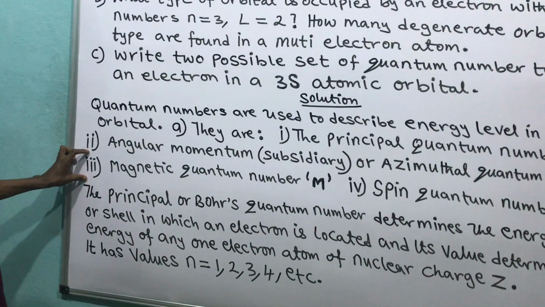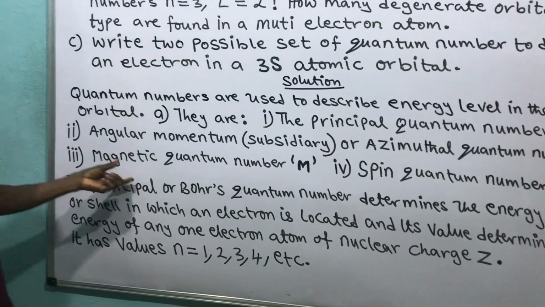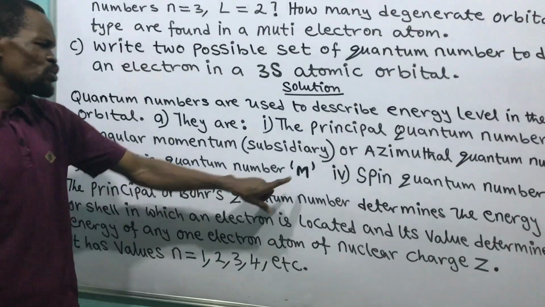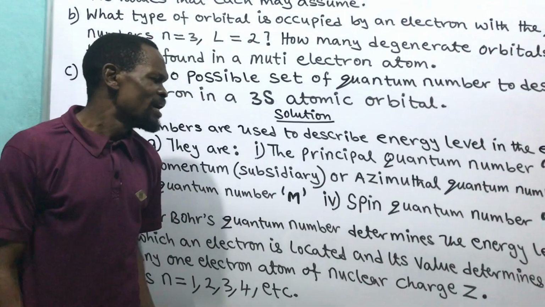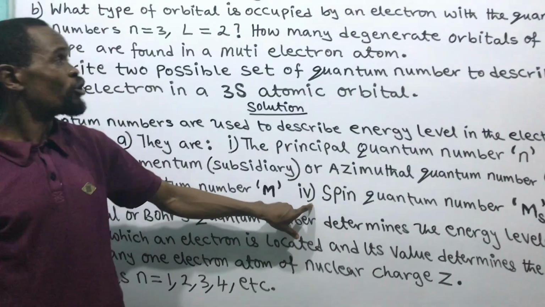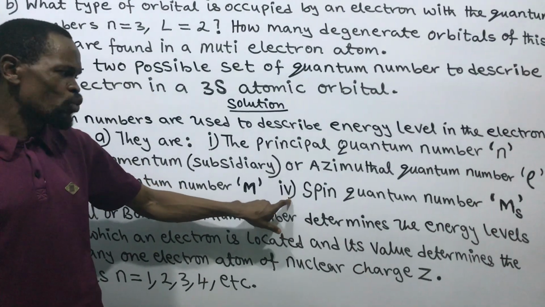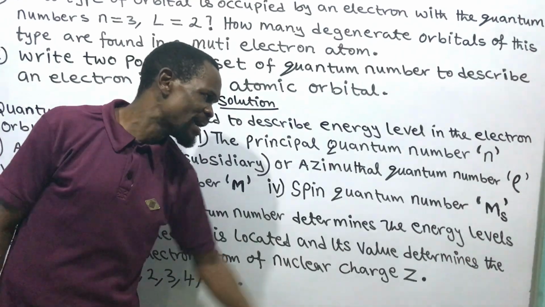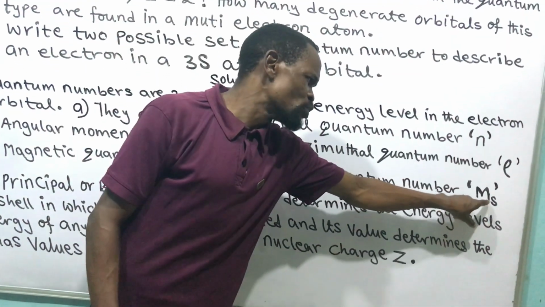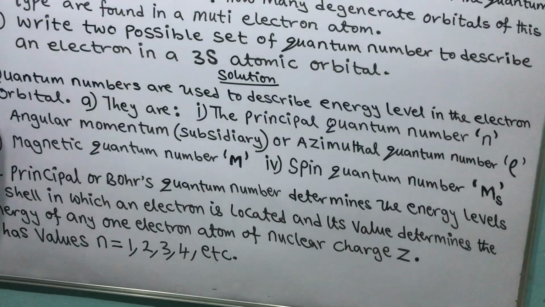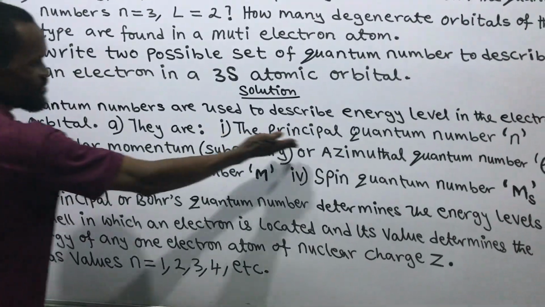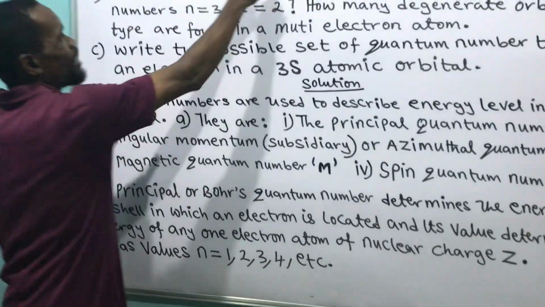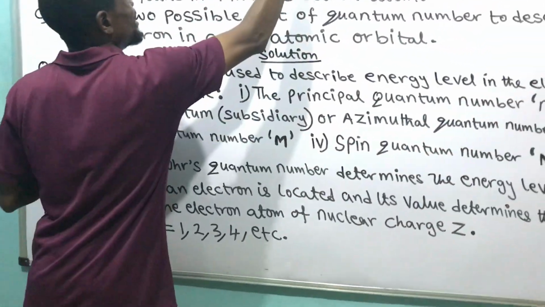Then I go to number 3: the magnetic quantum number, which is represented by capital M with a subscript L. Then the 4th one, because they mentioned 4, is the spin quantum number, which is represented by capital M with subscript S. So we have listed all 4 of them, and this part has been answered.